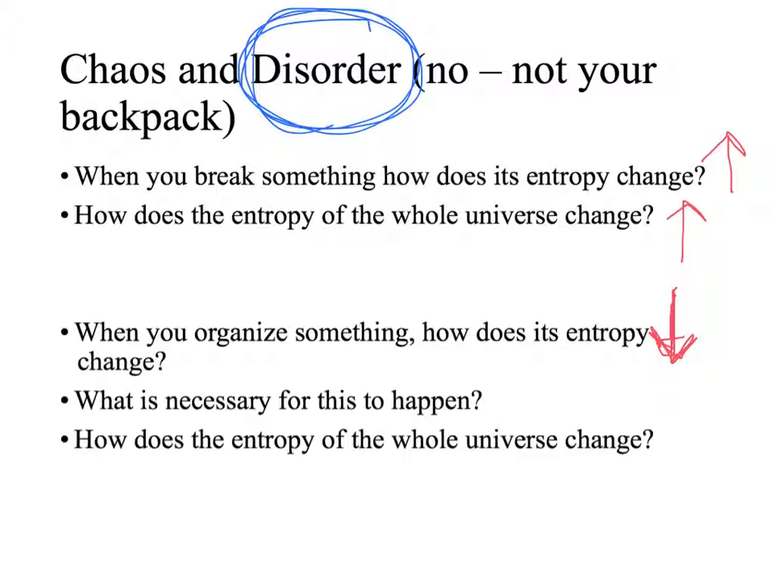In order to do this, which doesn't occur naturally, I have to do work. So I must put energy into the system and do work on the system in order to make it more organized. The universe as a whole, however, goes up. You'll notice that the entropy of the universe always goes up. No exceptions, ever. So if you think the entropy of the universe is going down, that's a wrong answer.